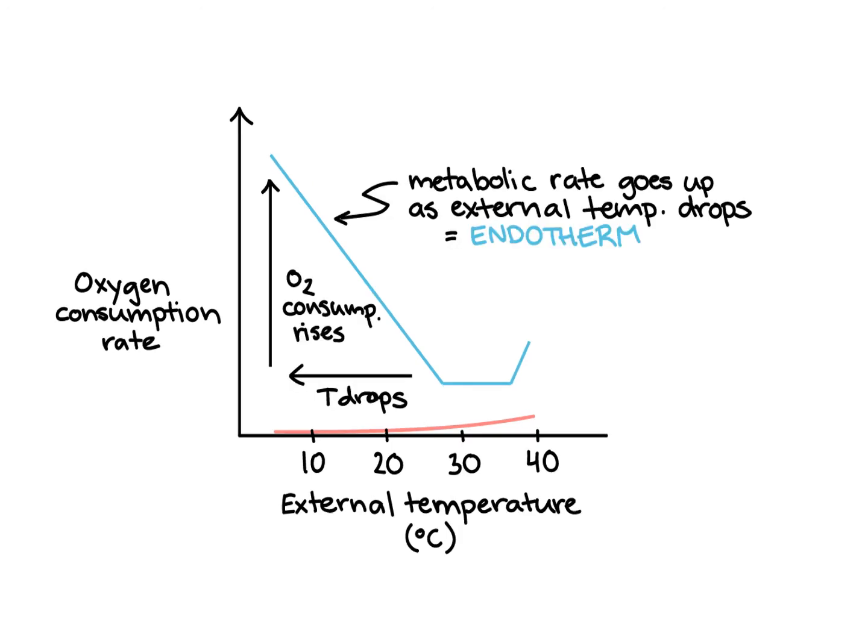So endotherms are a little bit different. As the external temperature drops, their metabolic rate goes up, and that's because these organisms start trying to break down pretty much any glucose that's in their body to release that heat to keep them warm. So that heat energy will help them regulate their internal body temperature, because the external temperatures outside their body are dropping.